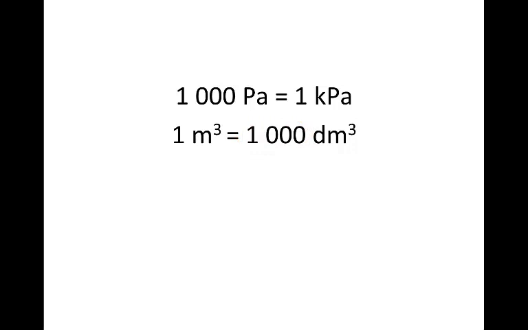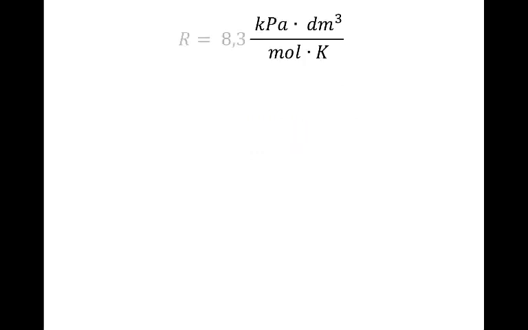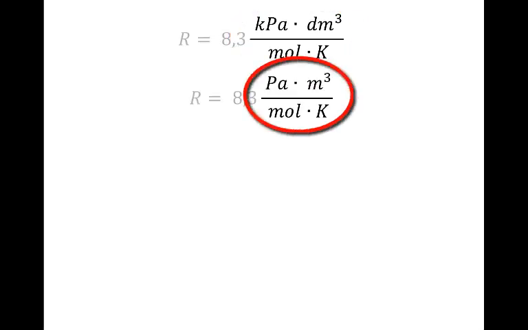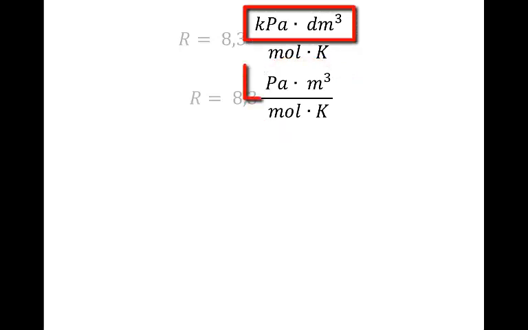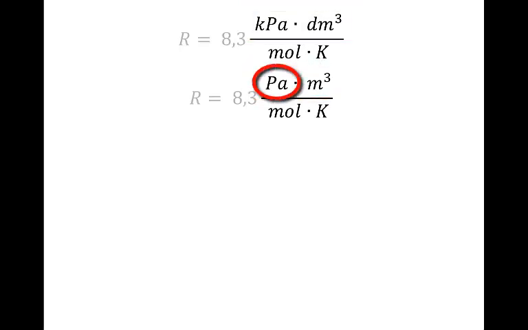The factor of 1,000 cancels out. And as a result, these units here, which is what we actually used in our question, are the same as these units, which are the SI units. Kilopascals times decimeter cubed is the same as pascals times meters cubed. In fact, pascals is not an SI unit, but it's a derived unit, derived from SI units.